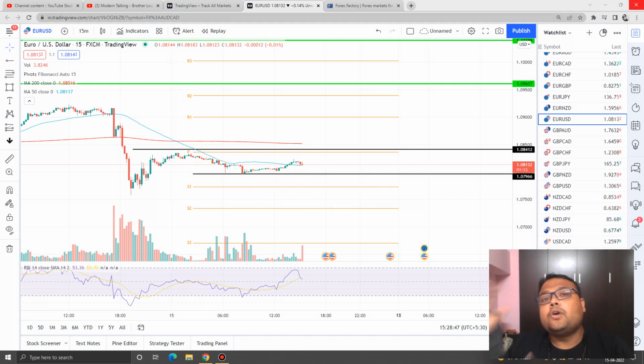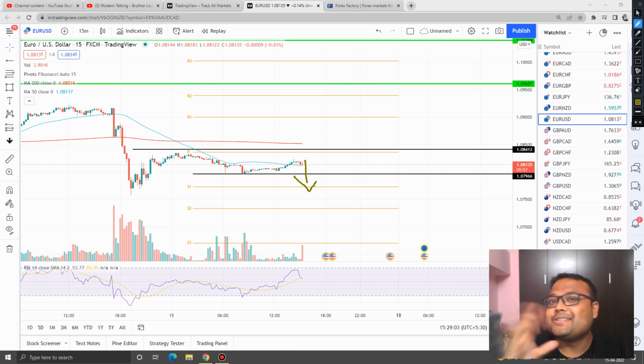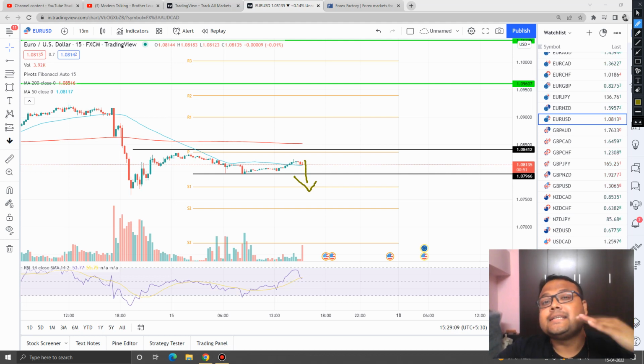But during the New York session, US session, if you see volatility in the market, if you see selling in the market, there is also a possibility of Euro USD breaking the support and going down as well. Because as I said, this level is not a good support. So if market breaks it, if you want to take a sell position, you can take a sell position as well during the New York session, not right now.